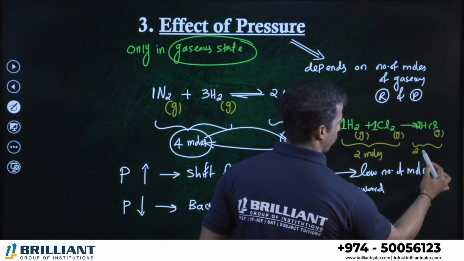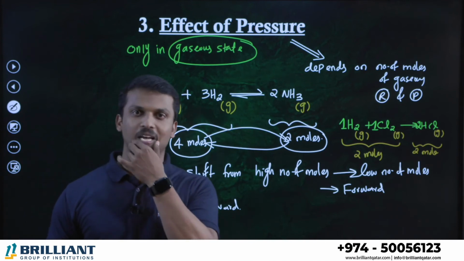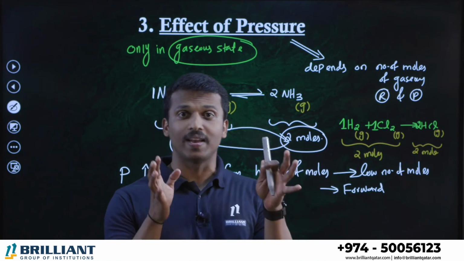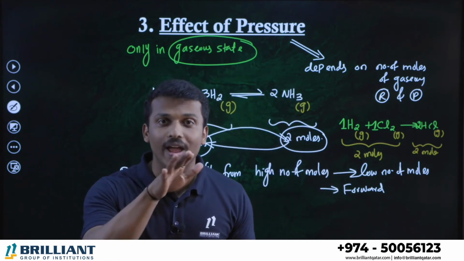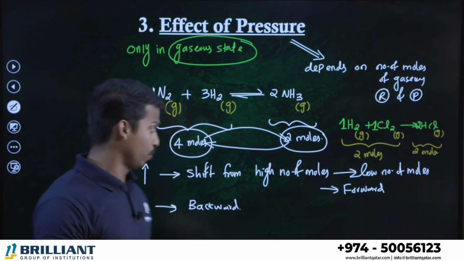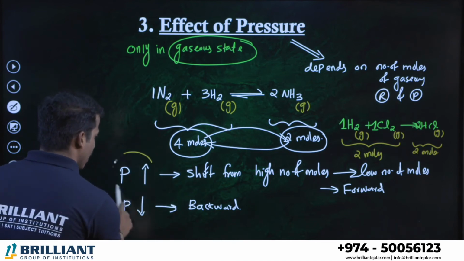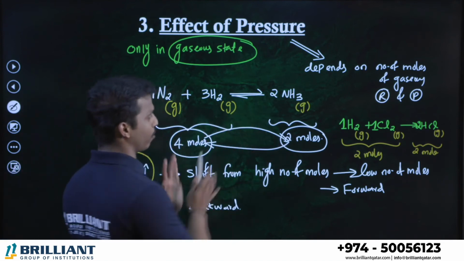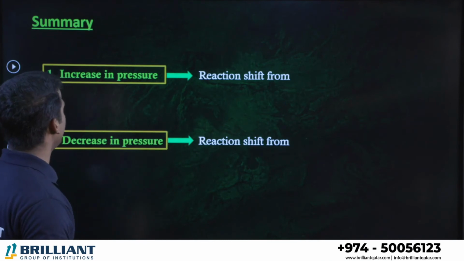Here also 2 moles. Here both side number of moles are similar. So what happened? If both sides, reactant and product side, the number of moles are same, we can say that there is no effect of pressure on this equilibrium. Clear all of you? So in general, what is the trend of pressure? Pressure increases, reaction shifts from higher number of moles to lower number of moles. Pressure decreases, just opposite.